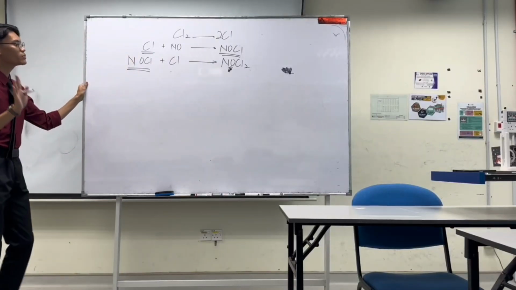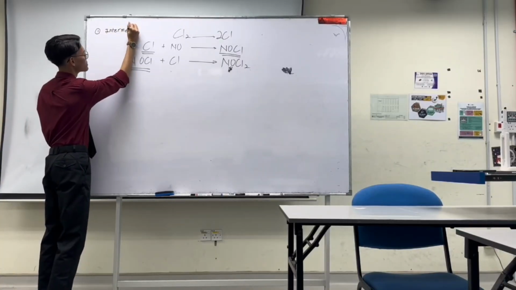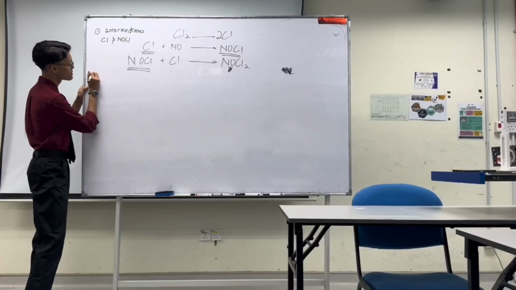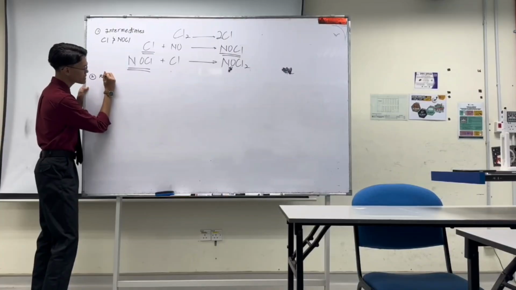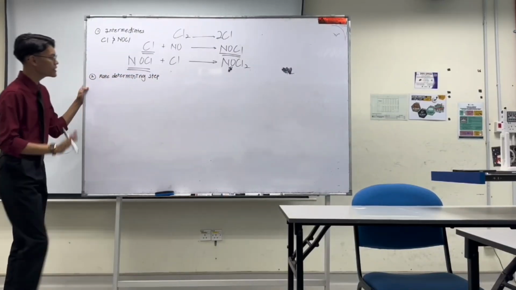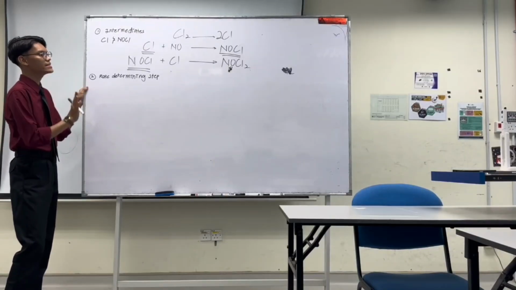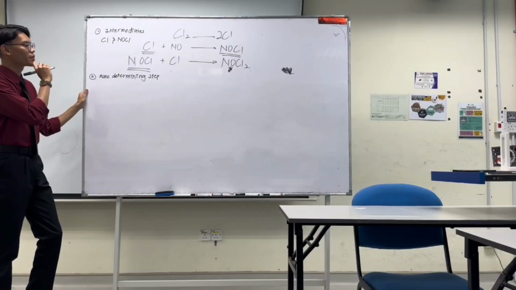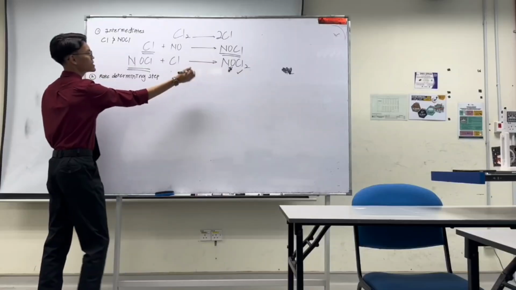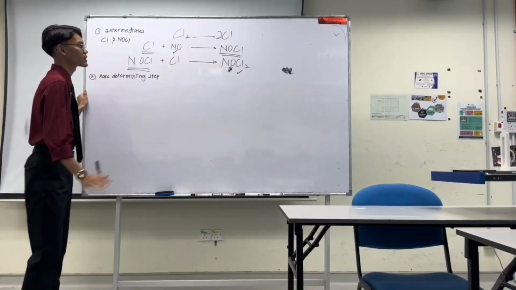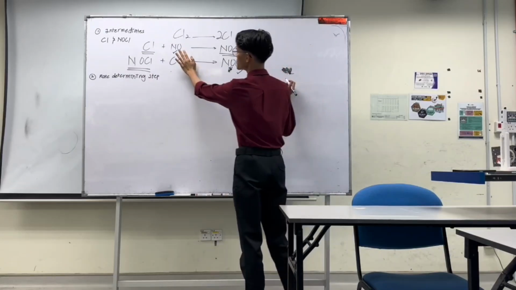Okay, after we identify the intermediates, the second step is what I call the rate determining step. For the rate determining step, we need to identify which one of these is actually the rate species. Okay, for me, this one is the rate species, and this one is also the rate species. Okay, so we got two rate species, but let's try with this one.